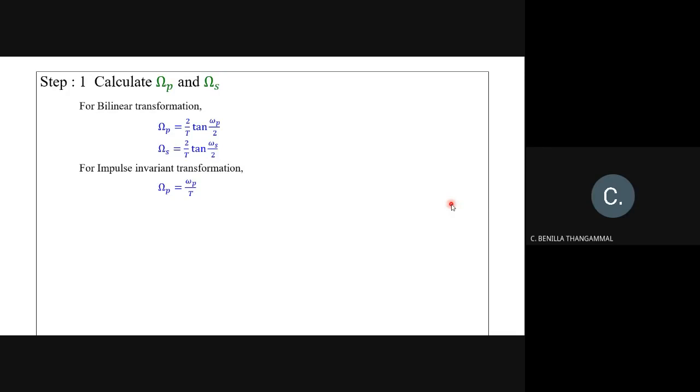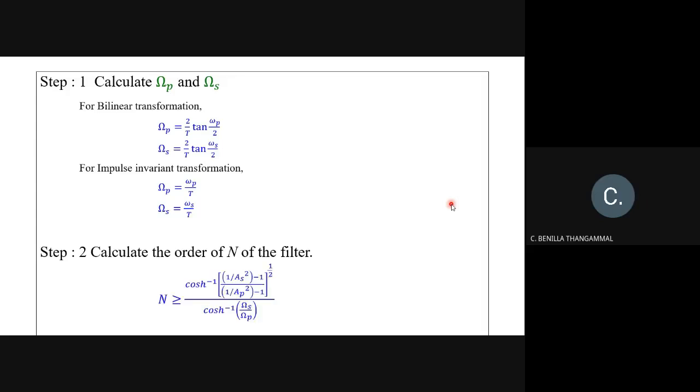So omega is obtained by omega t here, right? And step 2 is to calculate the order of your filter. The order can be calculated by n greater than or equal to cosh inverse of (1/As² − 1 divided by 1/Ap² − 1) whole power 1/2, divided by cosh inverse of omega s by omega p. So this is the formula here. Here also, whatever n we obtain will be equated to the next largest value, right? Next is your step 3.